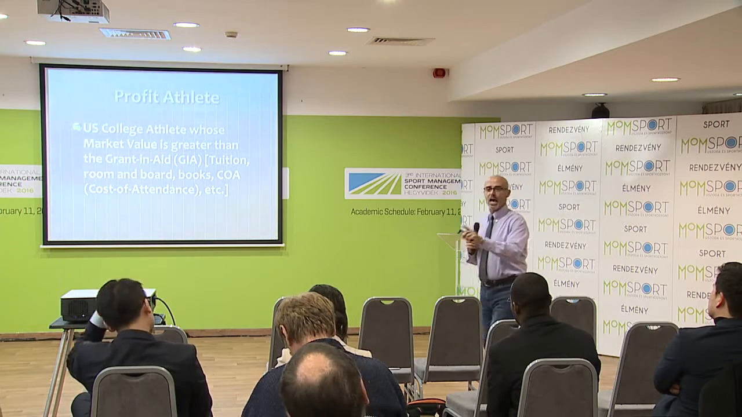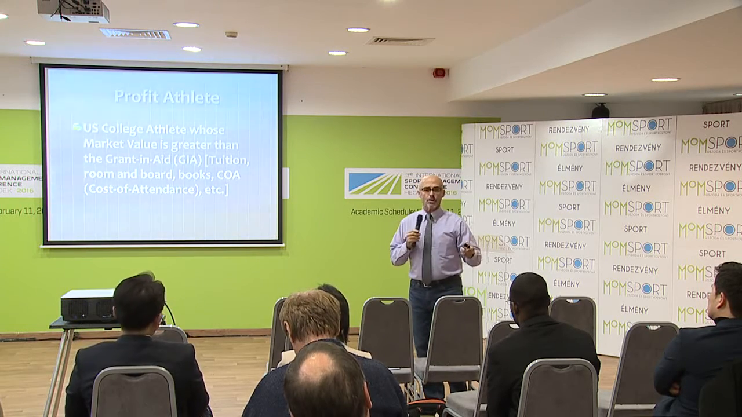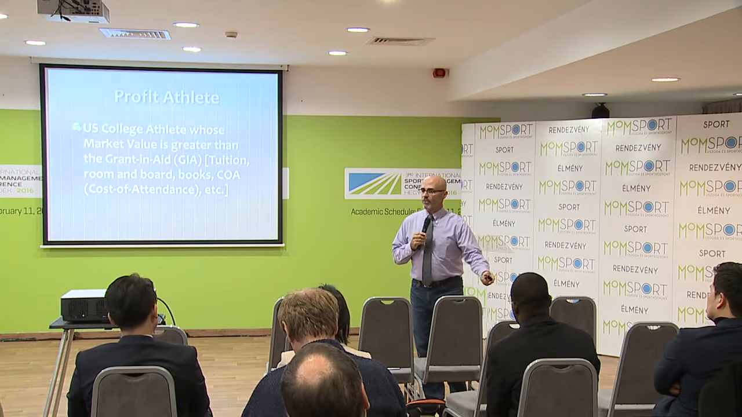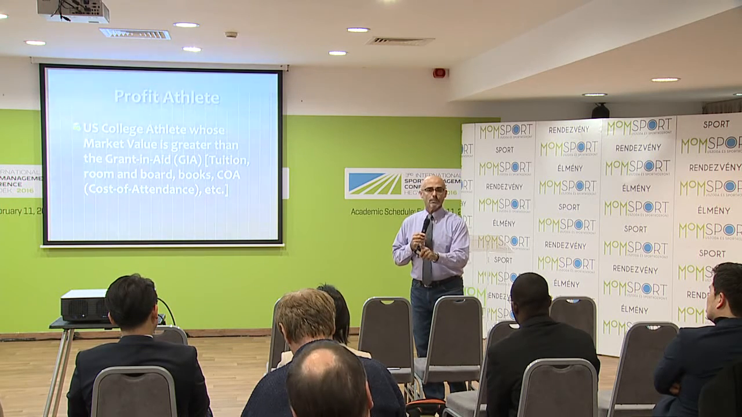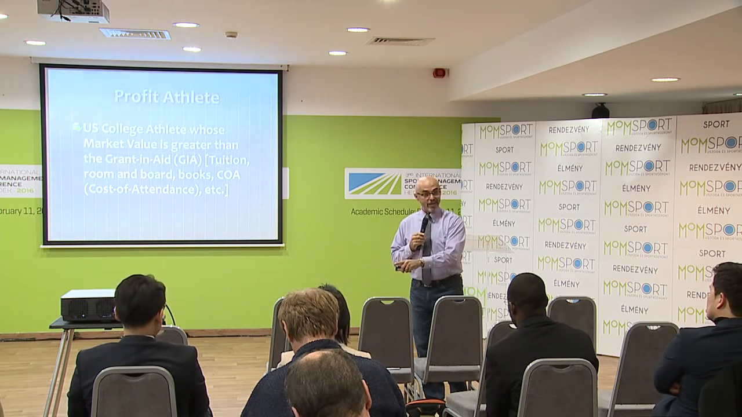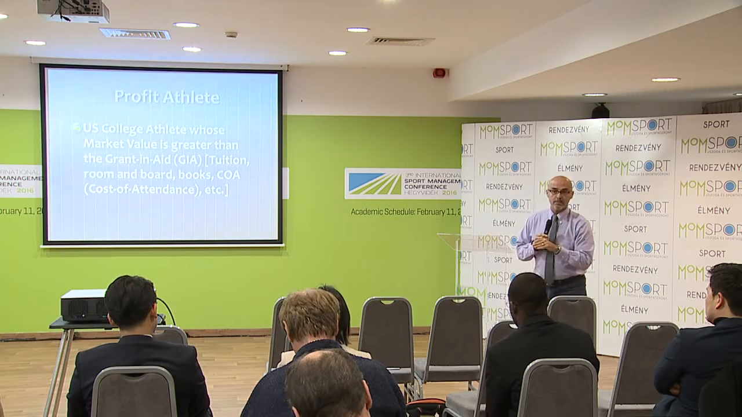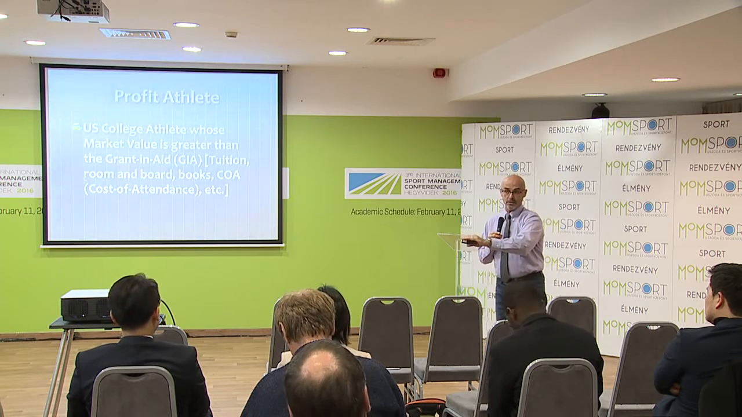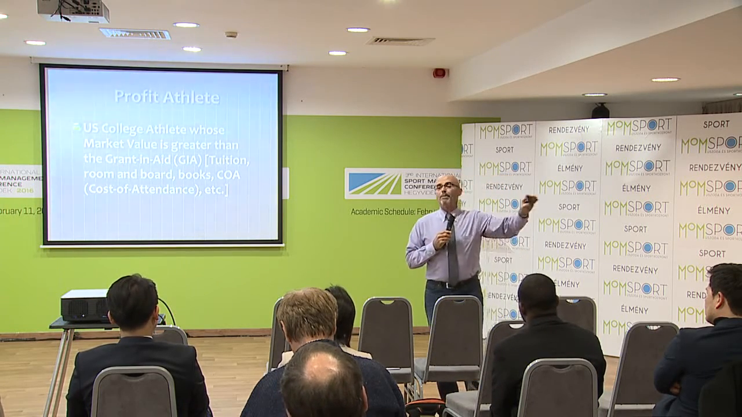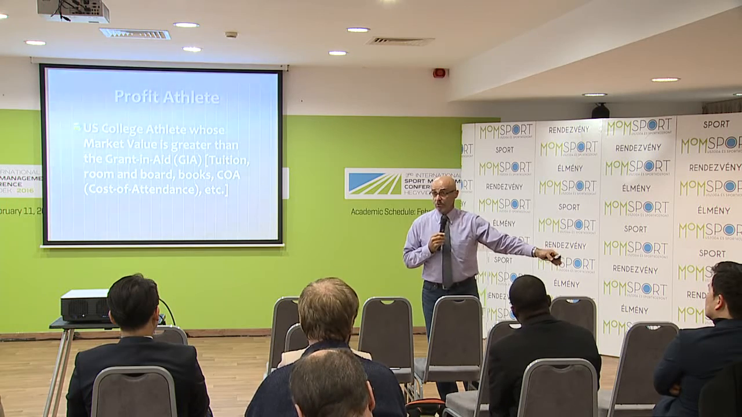Cam Newton, when he was in college, was alleged to have had his family accept money. And it was termed $180,000 that Mississippi State was allegedly wanting to give him. So at least we know what Cam Newton's market value was. At least $180,000. But his grant and aid is far short of that. So he is by definition a profit athlete, as opposed to a loss athlete. A loss athlete is an athlete whose market value is less than the grant and aid. So if I'm a tennis player, I'm a loss athlete because I have no market value. I don't.